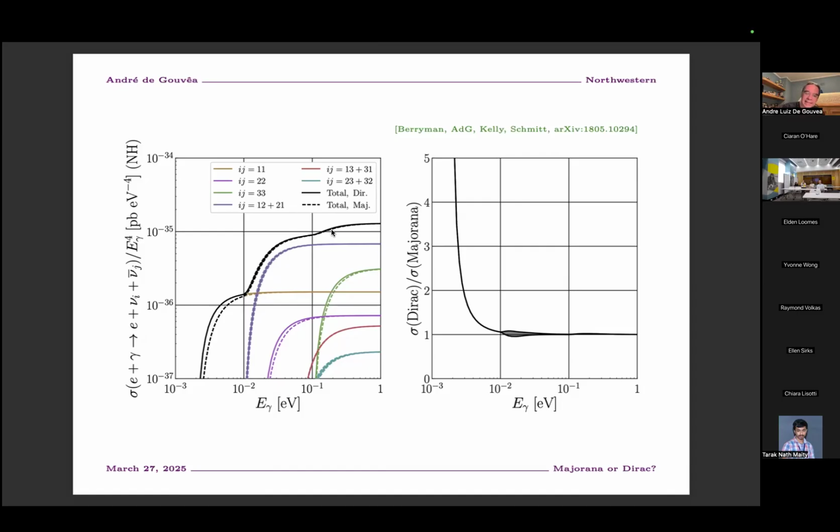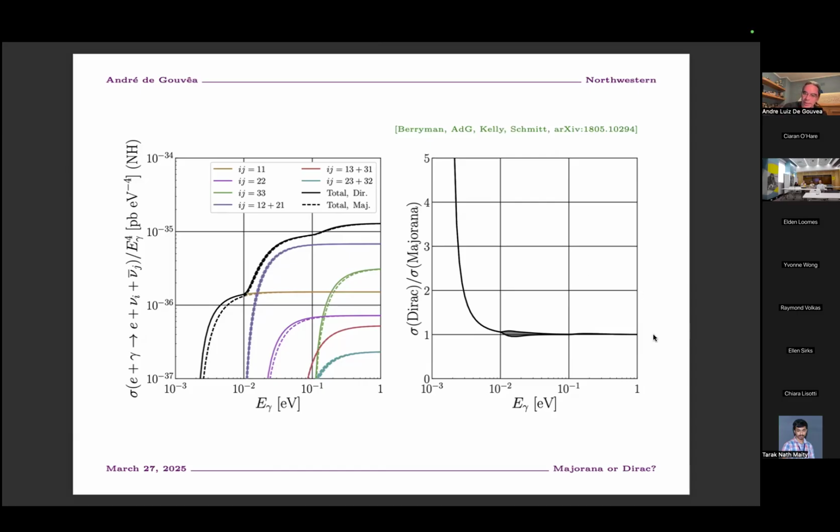The other thing that's highlighted in this plot is that there's a cross-section for the Majorana case, and there's a cross-section for the Dirac case. Already on the plot on the left, you can see that the dotted lines and the solid lines are different. And of course, you can plot the ratio of these, and you'll notice that the Dirac cross-section can be much, much bigger, for example, than the Majorana cross-section, as you're scanning things as a function of the photon energy.